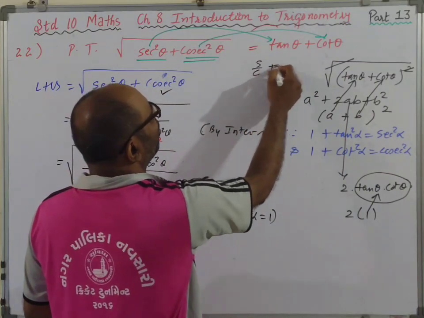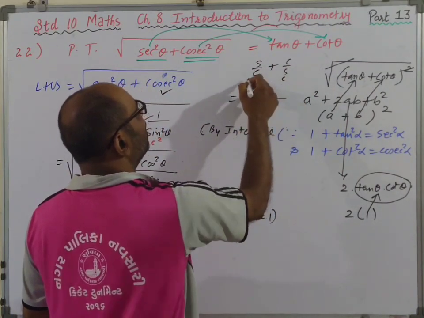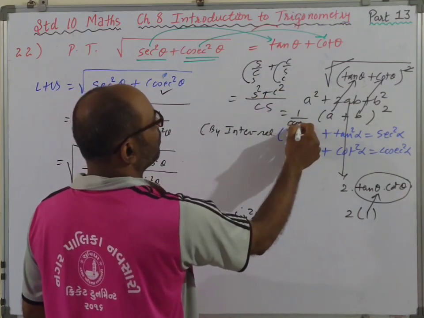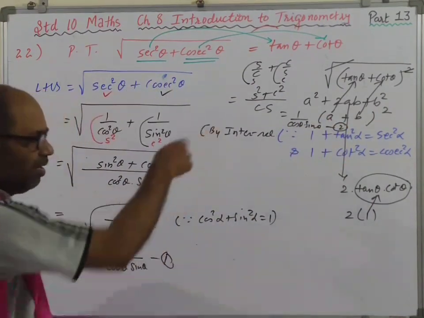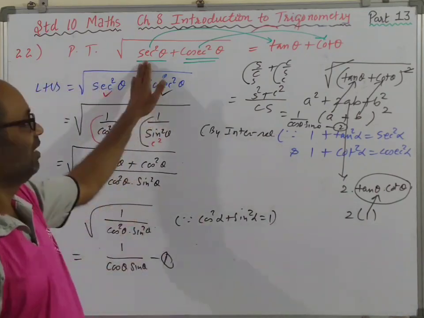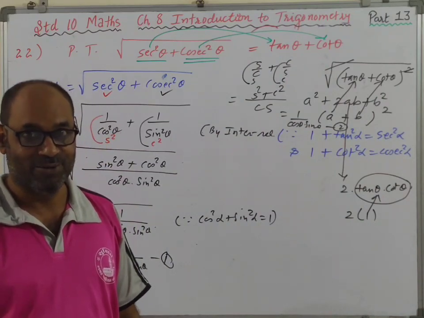See this, sin upon cos plus cos upon sin. The LCM is cos sin. So sin here, cos here. Sin square plus cos square. That is 1 upon cos theta into sin theta. This is result 2, and that is result 1. By the left hand side, or by result 1 and 2, yes, this left hand side is equal to right hand side. Proved. I hope that is clear to you.